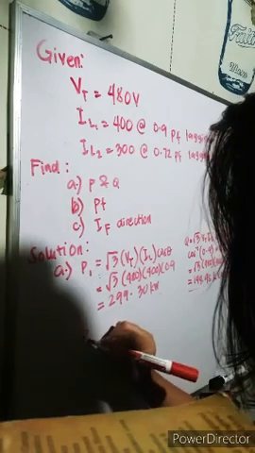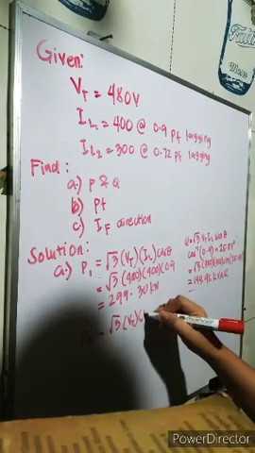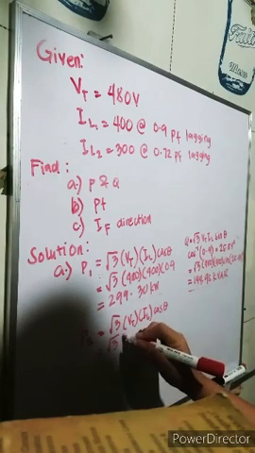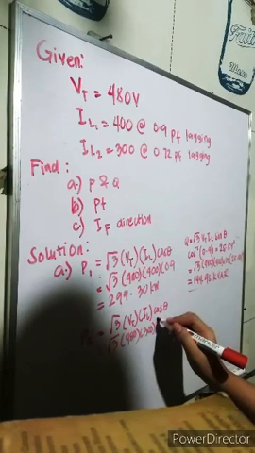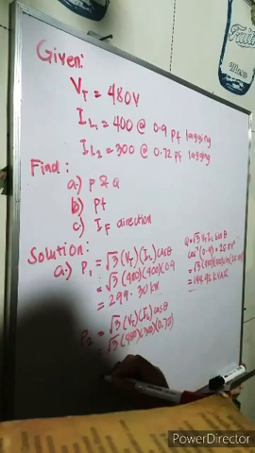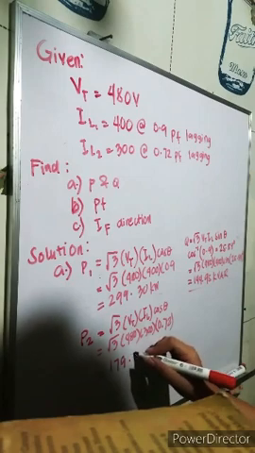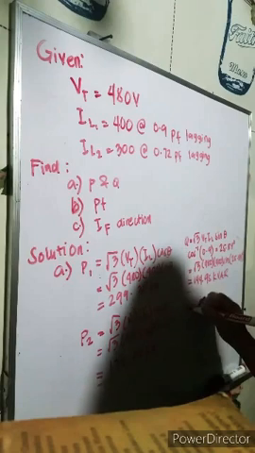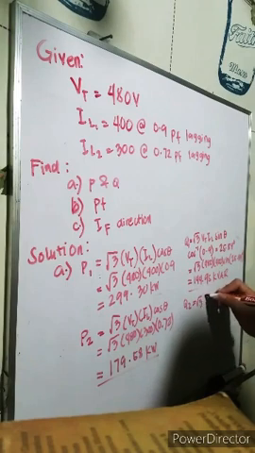For P2, it is the same as P1, which is equal to square root of 3 times the voltage, current, and power factor. Which is equal to square root of 3 times 480 volts times 300 amperes at current 2 and 0.72 power factor. It is equal to 179.58 kilowatts.